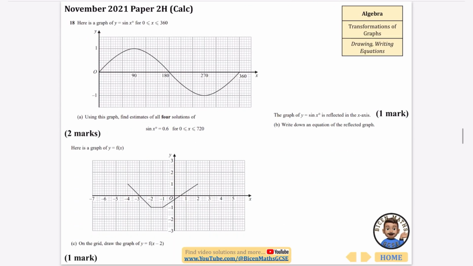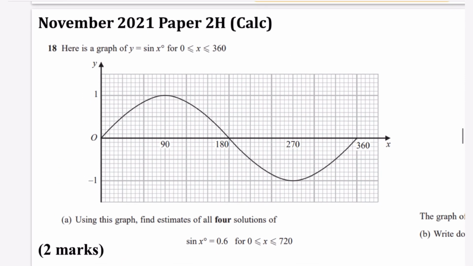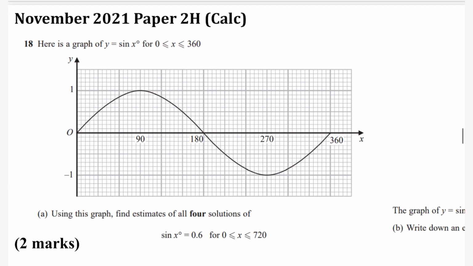Okay, we've then got one again with a y equals sine x graph here, and it says using this graph find estimates for all 4 solutions of sine x equals 0.6. Now this is kind of not to do with transformations, but transformations is going to come up in part B and part C. So we're just going to very quickly go through this one. Hopefully this is going to be something you are familiar with.